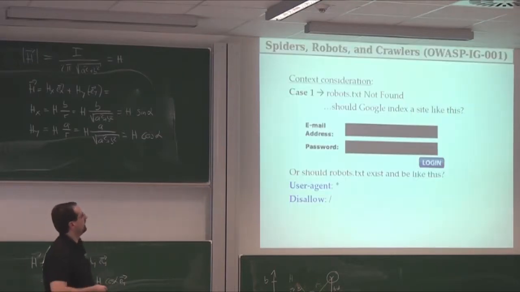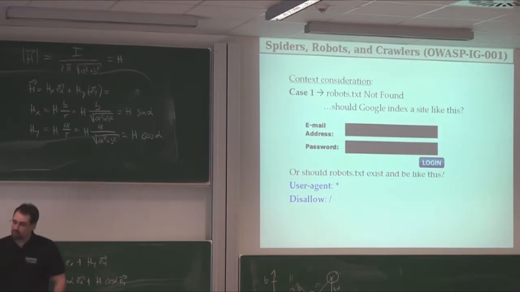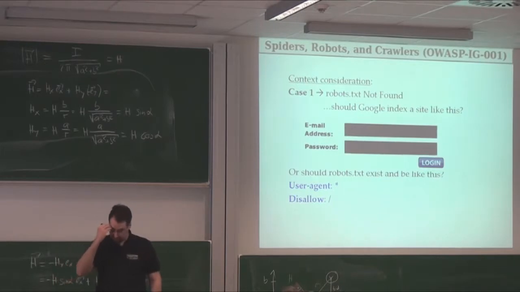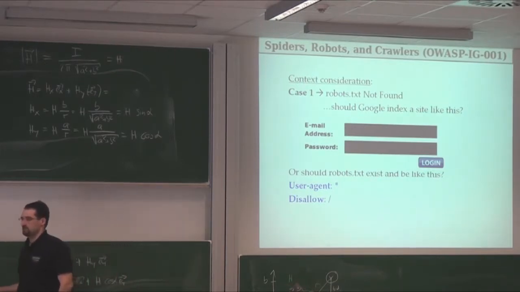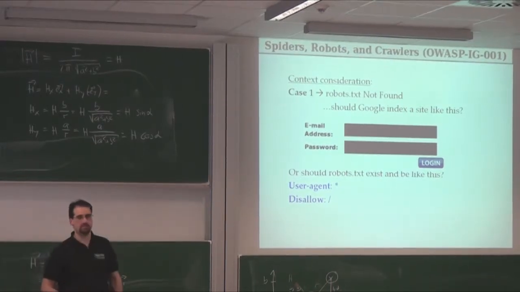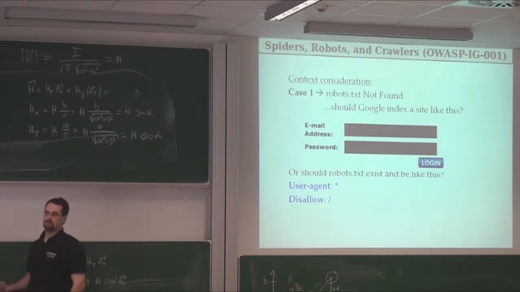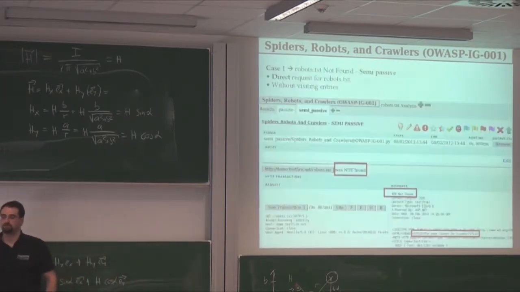So now I'm going to talk about the practical walkthrough. With the robots.txt analysis, we have to consider context, right? If we have a website that only has a login page and all the content it provides is authenticated, then probably robots.txt should exist and should disallow everything. So not having a robots.txt file is sometimes an issue, right? Like in this case.